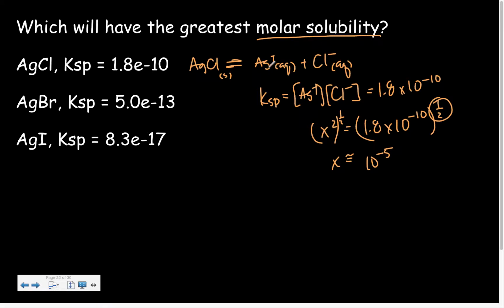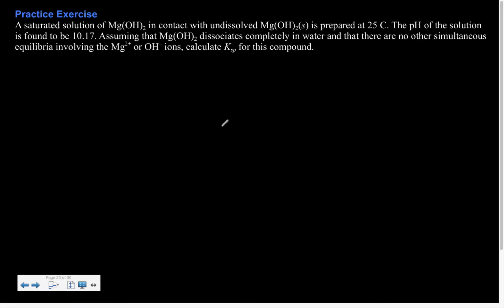Okay. Moving along. Let's do a practice problem. It says a saturated solution of magnesium hydroxide in contact with undissolved Mg(OH)2. What's the significance of that part? This is the part that tells us we have an equilibrium situation, because we have to have all the components present in order for it to be an equilibrium condition. The pH, oh look, pH, fancy that, of the solution is found to be 10.17. Assuming that the magnesium hydroxide dissociates completely in water and there are no other simultaneous equilibria, things we'll talk about later, involving the magnesium hydroxide, calculate Ksp.